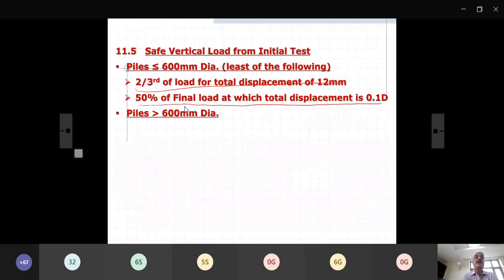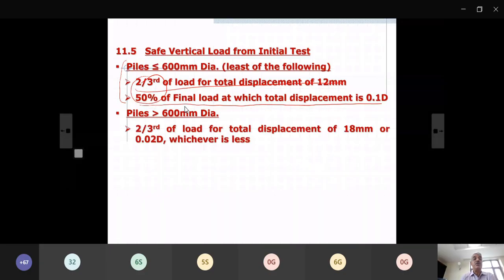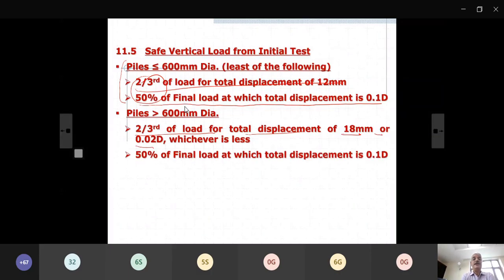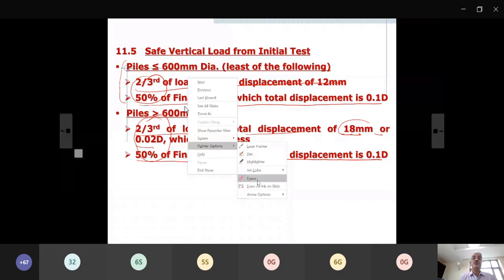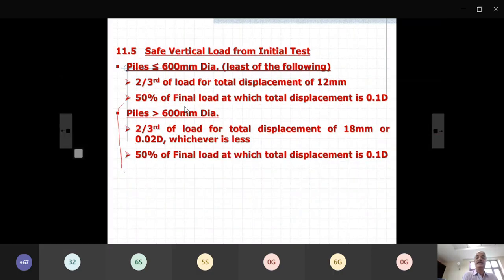This is for piles of dia less than 600 mm, the lesser of the two values. For piles of dia more than 600 mm, it is 2/3 of the load for total displacement of 18 mm or 0.02 d, whichever is less, and 50% of the final load at which total displacement is 0.1 d. The only addition here is 18 mm instead of 12 mm, plus 0.02 d. Normally, as I told you, our piles are in this category, so this will be the applicable provision for us.